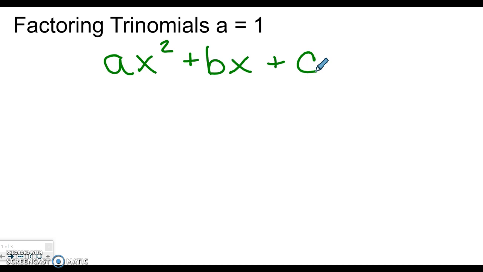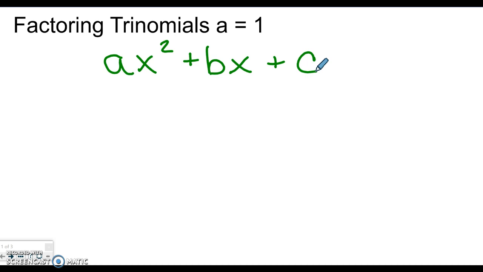When we say a is equal to 1, we mean that the number in front of the x squared is 1, which actually makes it simpler to factor. If that's 1, the factoring process is easier than when it's not equal to 1, and we'll get into that later on down the road. B is the number in front of the x, and C is the number all by itself, with no variables with it at all.